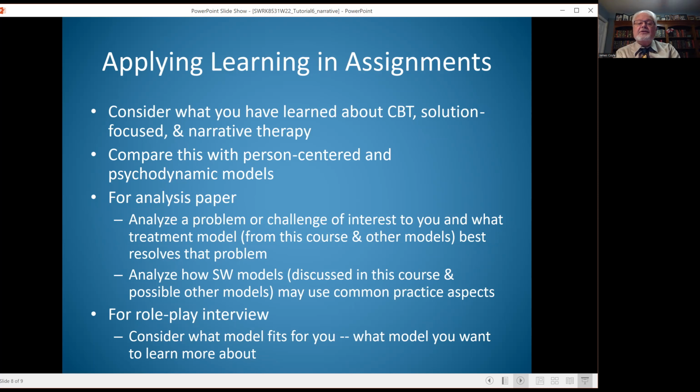The second option for the analysis paper is to analyze how different models, those discussed in this course, but perhaps other ones too, may use common practice aspects. Because we're all doing a number of different things. We are having a relationship with the client. We are conceptualizing how client thinking and behavior and feelings are all interrelated. We are talking about the role of the therapist, the role of the social worker and how they do that. We may be talking about a balance between what's going on internally and what's going on in their environment. These are all aspects that social workers use. How does it compare across the different models?